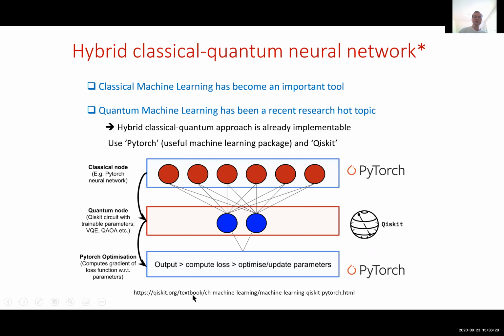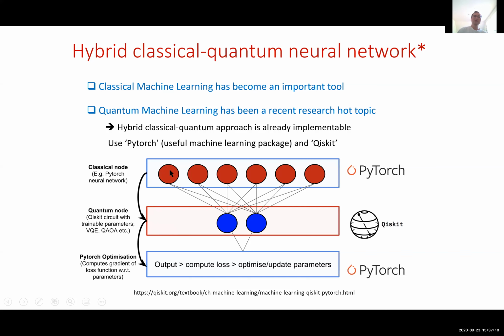So I took this picture from the Qiskit textbook. So the idea is you want to combine the two. So it's a hybrid approach. There are some classical ways of building up the neural network. There are some classical nodes. So we don't really need to worry about the detail. Maybe some of you have a lot of knowledge already on machine learning. There's already some package you could use, PyTorch. Even Google has its own package that can be used.